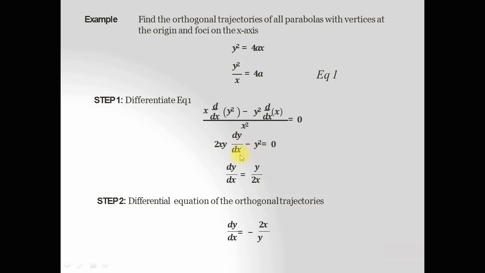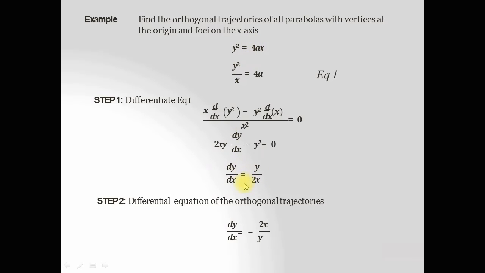Now, by separation of variables, shift this term y square to the right hand side. Simply, we can say that adding and subtracting y square on both sides and dividing both sides by 2y, we obtain dy by dx is equal to y divided by 2x. So this is the differential equation of the given family of curves.